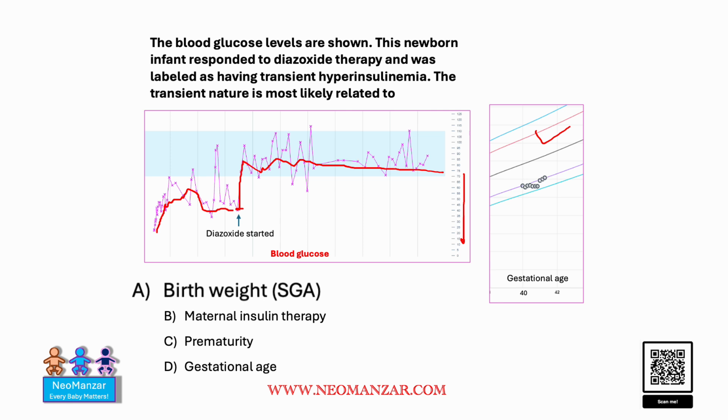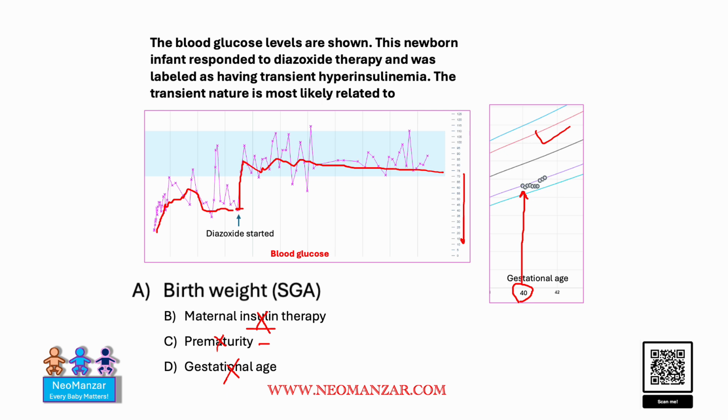As you can see, the infant was born at 40 weeks, and if you come up, you see that this patient is just barely making the 10th centile. So this patient is small for gestational age. Insulin does not cross the placenta, so this insulin is the baby's insulin, not maternal insulin, so that should be out. Prematurity, the clue is here, the baby was born at 40 weeks, so the baby is not premature. And the same thing, gestational age is not the cause here, because gestational age has nothing to do with hyperinsulinemia, which I'll show you in the next slide.